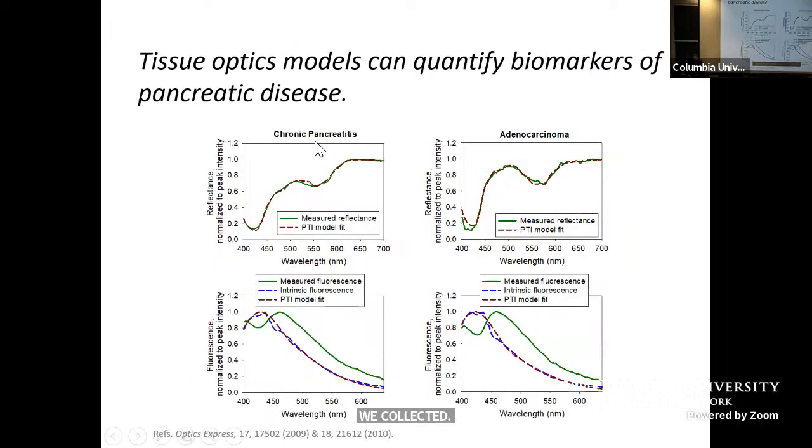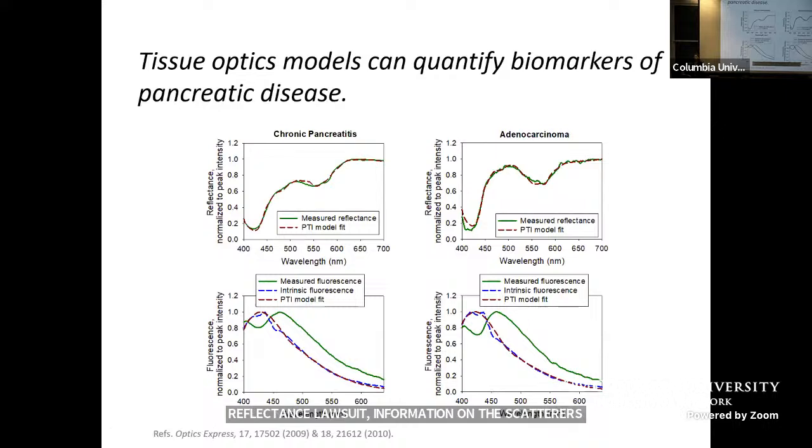So what I'm showing here on the left-hand side is data from chronic pancreatitis or inflammation. Right-hand side is cancer. And the data that we collected, what was measured, is shown in green. And the red dashed line are the model fits. So you see we're able to fit the reflectance data. We're able to collect from the reflectance data information on the scatterers, in particular, the sizes of the scatterers.